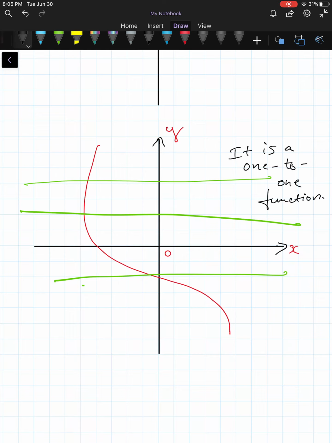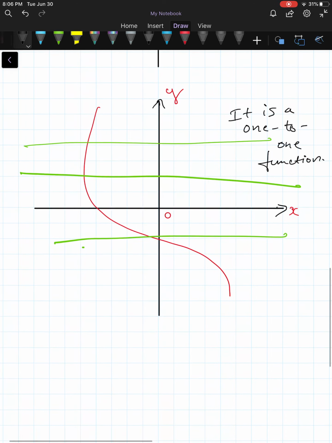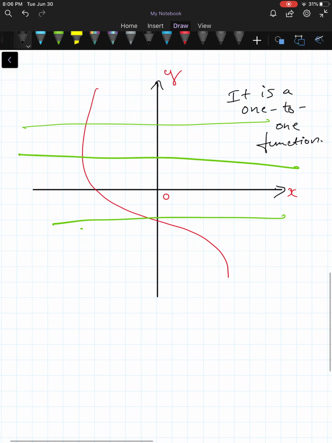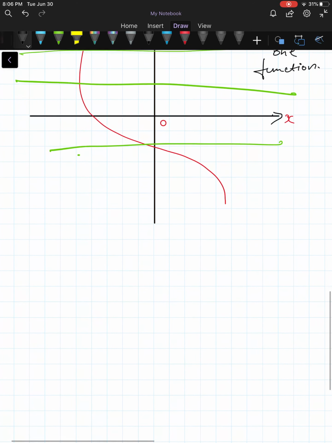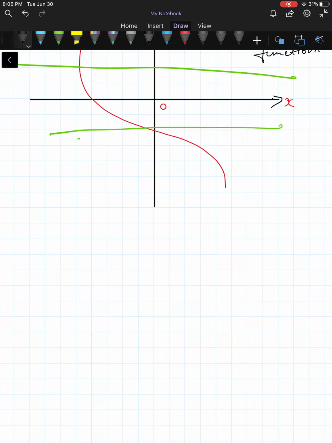Okay, so you need not check whether it is a function or not, because the statement itself says the graph of a function. So these are already functions. You just have to check whether they are one-to-one functions or not. So now while applying, this was number 8 in your book. While applying the definition, this is number 16.